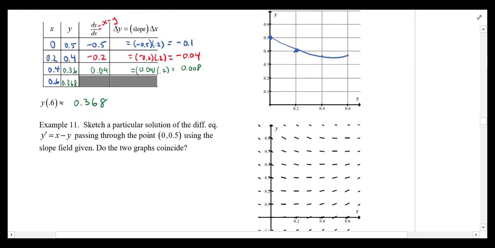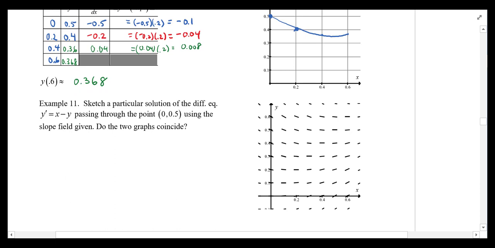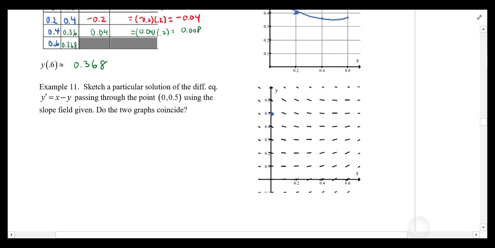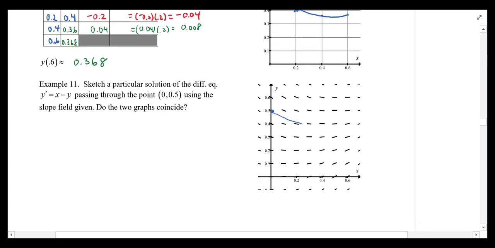Now, to finish this off, example 11. Sketch a particular solution of the differential equation passing through the point 0, 0.5 using the slope field given, like what we did at the beginning of this lesson. Okay? So going through 0, 0.5, here we go. And I guess I just continue through and draw. So I don't know, it looks kind of like this, doesn't it? And then, yeah, it does look like it goes up a little bit.